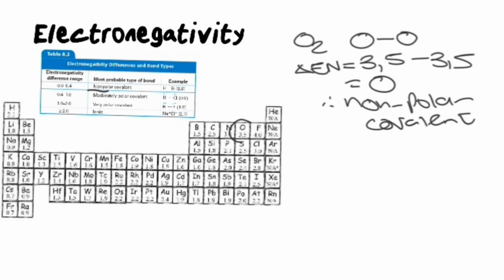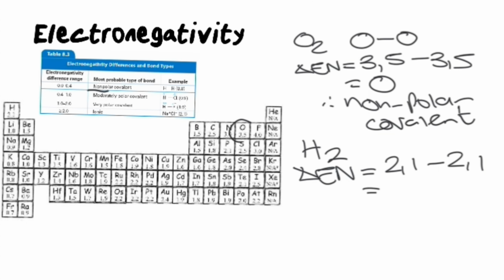And that's how you determine the electronegativity difference. Next up, we're going to look at H2, which is hydrogen diatomic. You will write down the EN difference is equal to 2.1 minus 2.1, and that will give you a 0, which means it is non-polar.